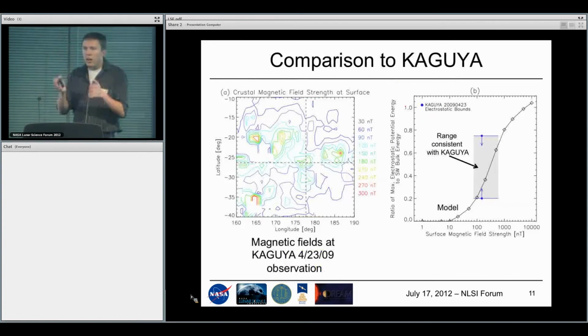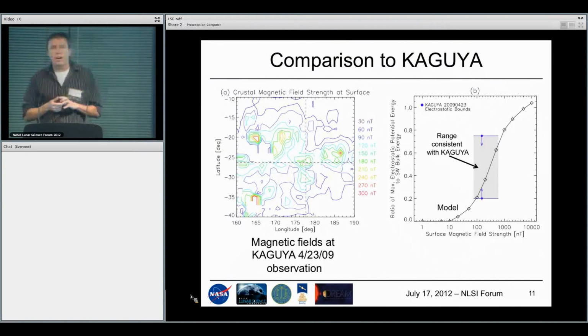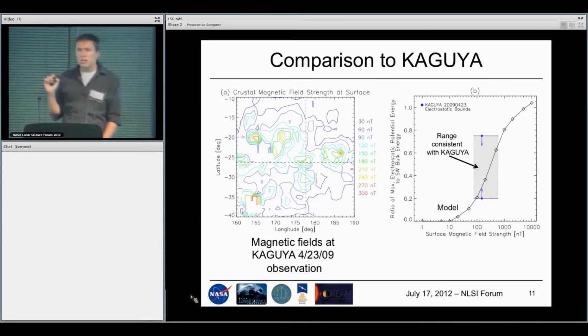Finally, a quick comparison to that single Kaguya measurement that I pointed out earlier. What I show here on the left is the magnetic field strength contour map. So you can see it's about 30 degrees in longitude, 30 degrees in latitude. The crosshairs denote the point of Kaguya where they measured this electrostatic potential. It's over one of these medium strength anomalies, a couple hundred nanotesla. What I also show here on the right, the model is shown in black here.